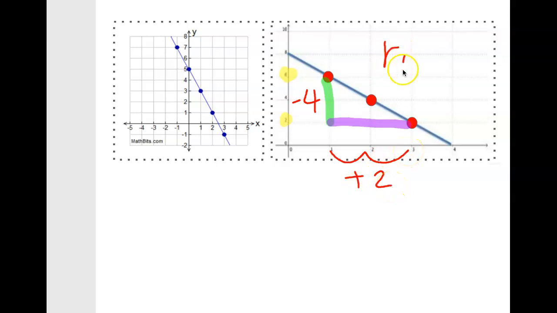When I figure out my rise over my run, I'm going to plug in these points. My rise was a -4. My run was a +2. So when I simplify that, a negative divided by a positive is going to be a -2 as my rise over my run, also known as your slope. That's the graphical way to do that.